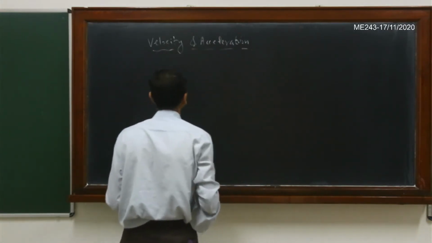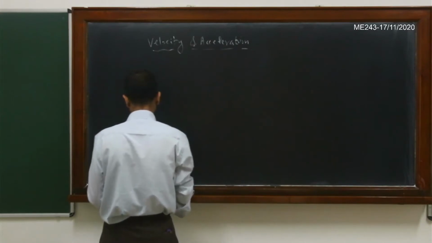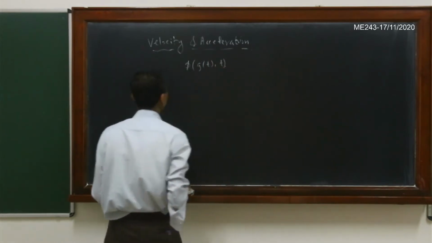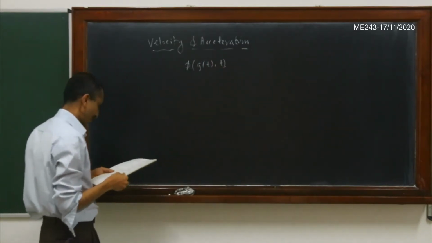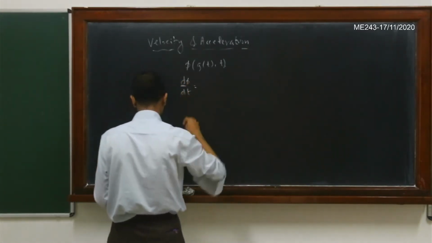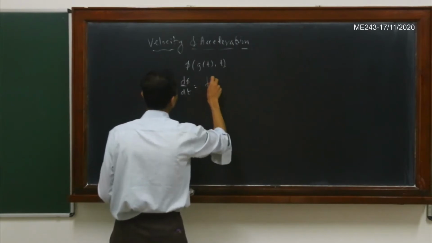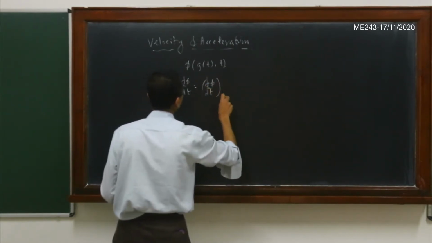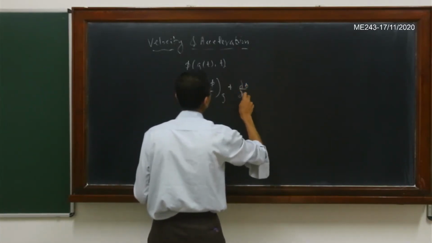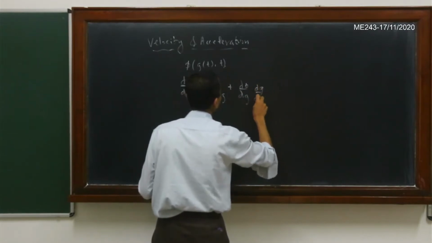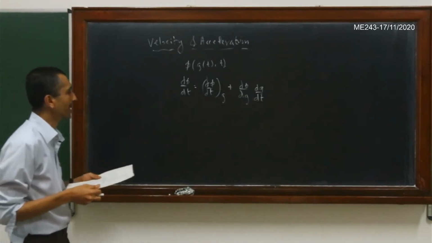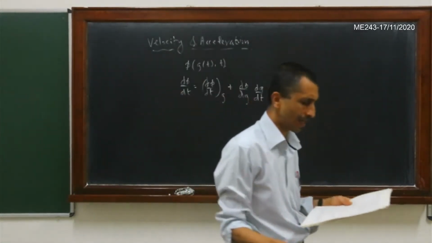So if we have a function, let's call it phi of g of t comma t, then the total derivative of this particular function is given by d phi by dt is equal to del phi by del t, keeping g fixed, plus del phi by del g times dg by dt. So this is the chain rule, right? We will need this chain rule when we derive the expressions for the velocity and acceleration.